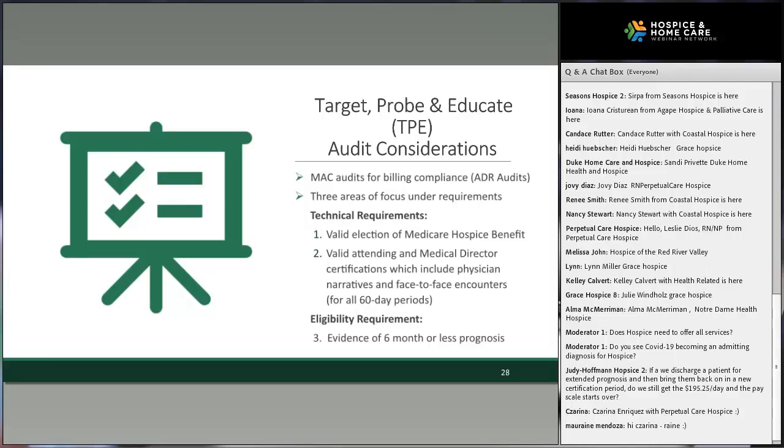Under eligibility requirements, the main thing they're looking for, and an area that's always a challenge for hospices in getting audited, is: are they appropriate for admission? Are they eligible? Do they meet the criteria? And again, that's evidence of a 6-month or less prognosis. Now, we know that sometimes people live beyond that 6 months.